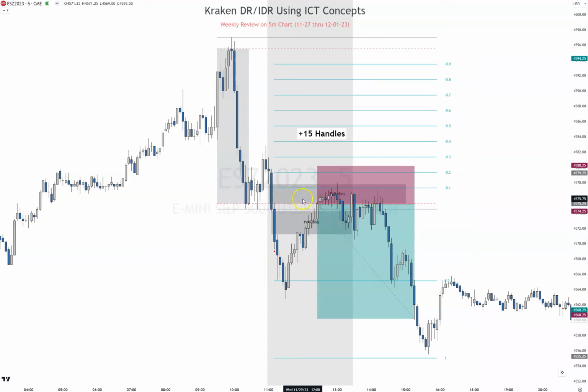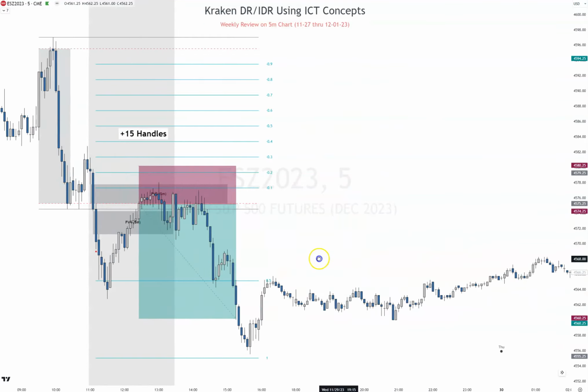So when you have two stacked fair value gaps, you have to enter on the top one. Otherwise, if you enter on the bottom one, your stop has to go above that. Max is 5 handles for the stop, right here. So I'll enter on this one, aim for 1 to 3. Here's 15 handles. We get 15 handles. Done. So we're 15 handles up for the week.